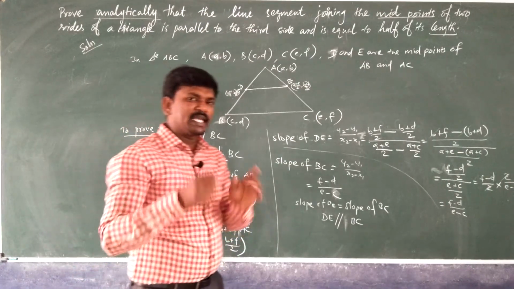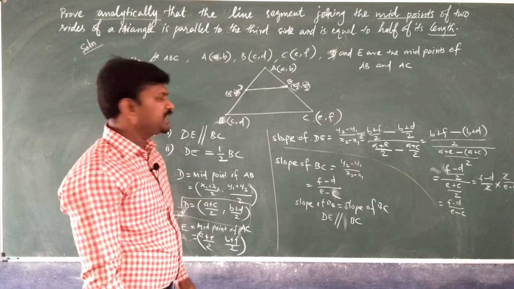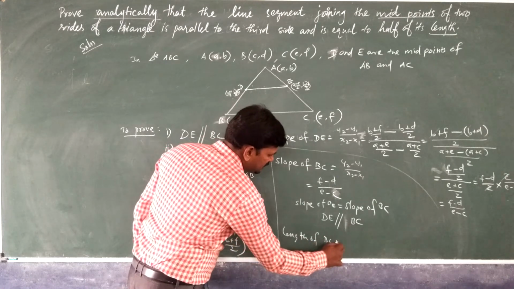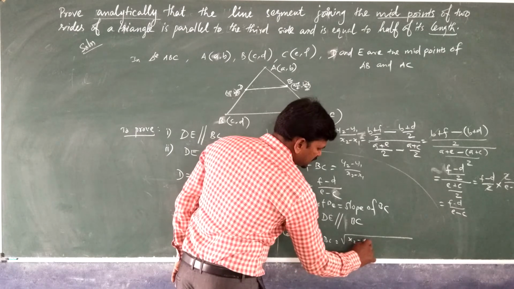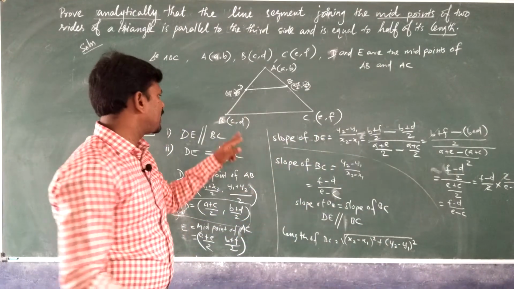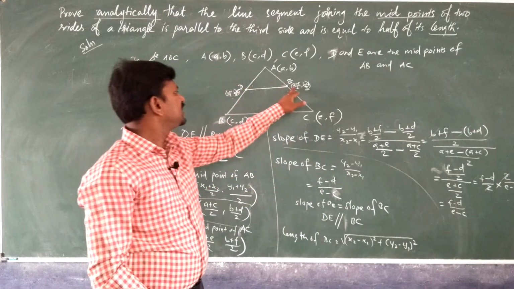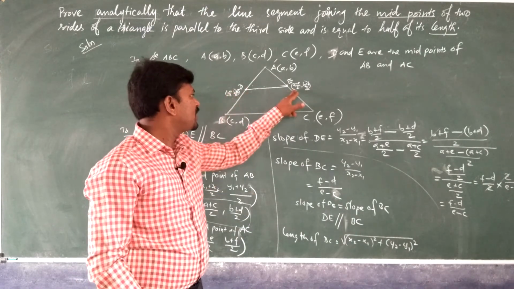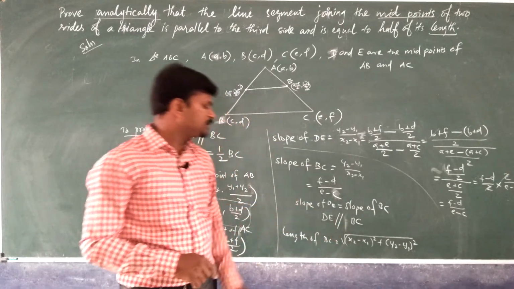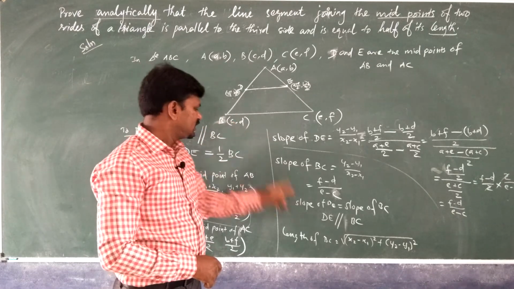Similarly, the second one, I will explain how you have to do it. First, find the length of BC. So we know the formula: length of BC is equal to square root of (x2 minus x1) whole square plus (y2 minus y1) whole square. Using this formula, find the length of BC. Then using the same formula, find the length of DE. 1 by 2 will be common in all the terms, so take 1 by 2 outside, then exactly you will get 1 by 2 into the distance of BC.